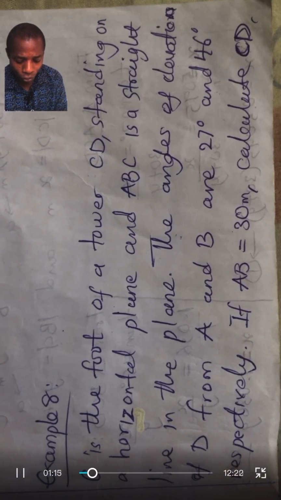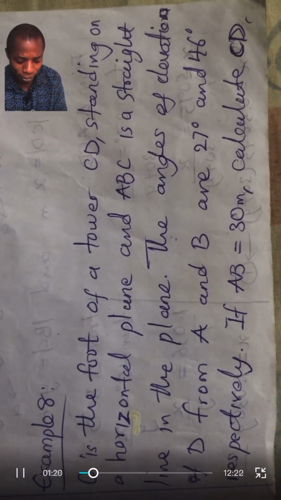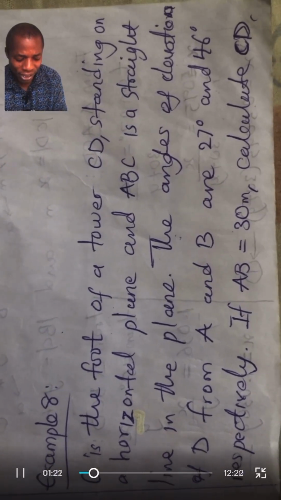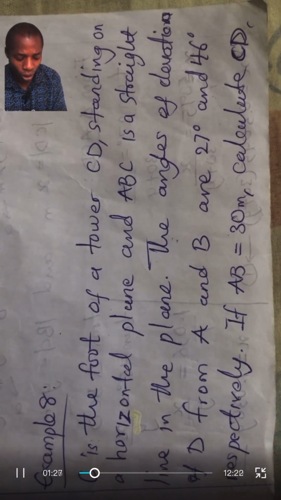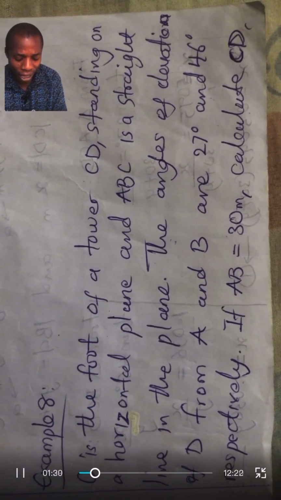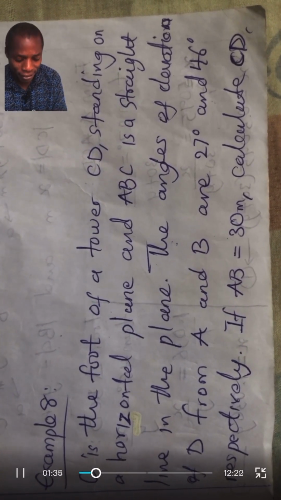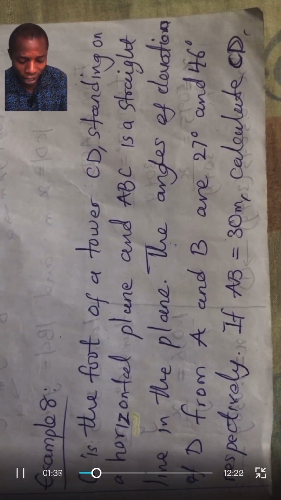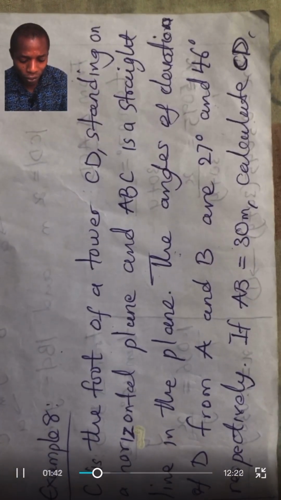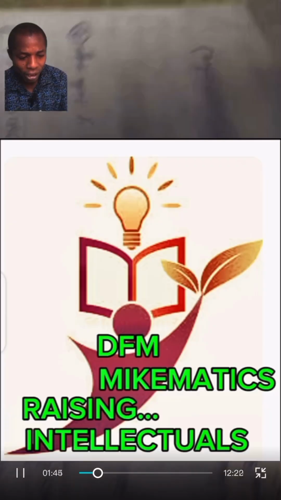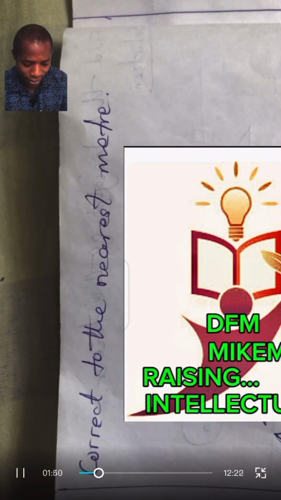C is the foot of a tower CD standing on a horizontal plane, and ABC is a straight line in the plane. The angles of elevation of D from A and B are 27 degrees and 46 degrees respectively. Full stop. If the line AB is equal to 30 meters, calculate the line CD correct to the nearest meter.